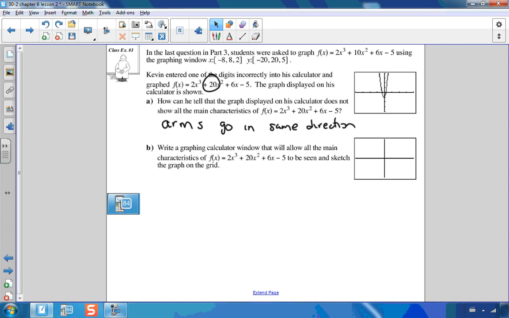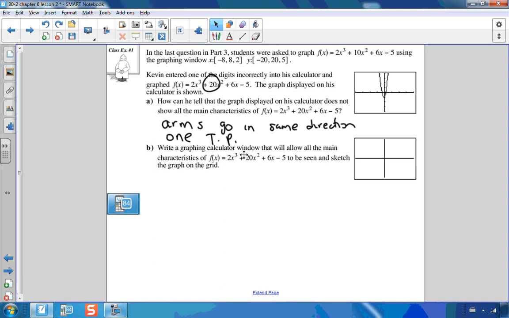have a point of inflection, a local max, or a local min, and that's because the arms go in opposite directions. So I only see one turning point. So remember, your choices for cubic are 0 turning points or 2 turning points. So I definitely know that I've made a mistake.